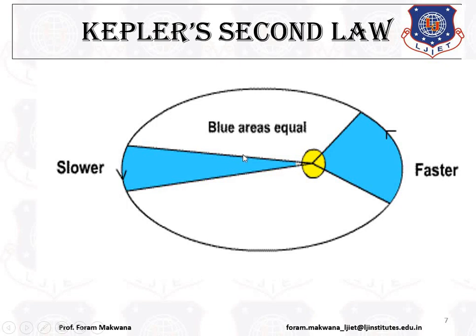So based on Kepler's second law, these blue areas are equal. Because of equal time interval, a satellite will sweep out equal area. So the speed of satellite is faster at this point and it's going to be reduced as it moves away from the surface of the Earth. Right? So this is Kepler's second law.